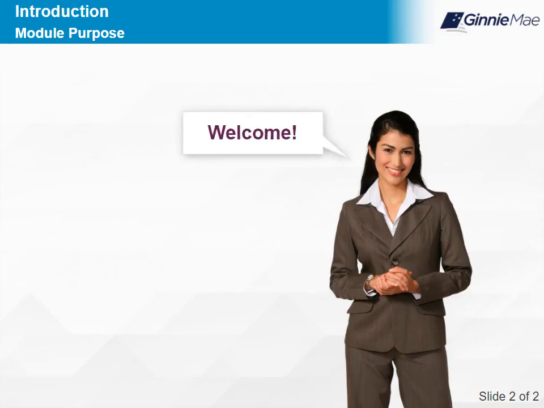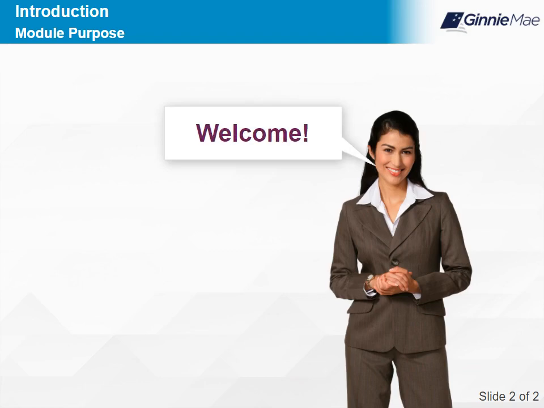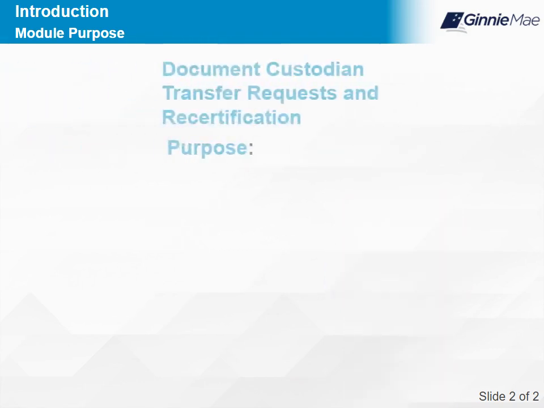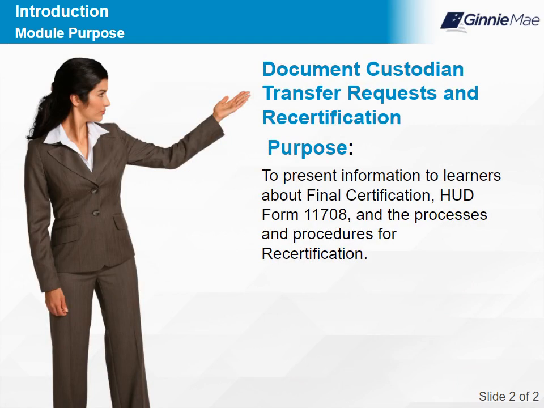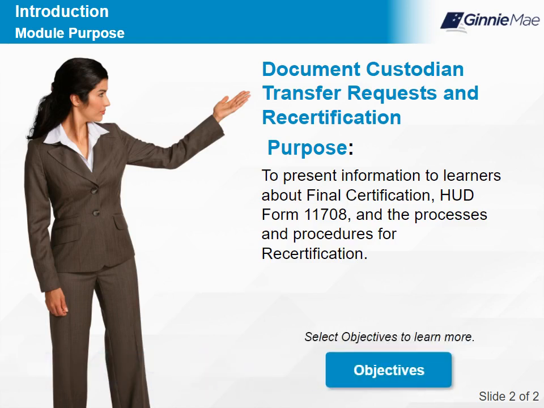Welcome to the Document Custodian Transfer Requests and Recertification course. The purpose of this course is to present you with information about the final certification processes, the Request for Release of Documents form, HUD 11708, and the procedures to follow for recertification. Select objectives to learn what you will be able to do by the end of this module. When you are ready, select Next to continue.